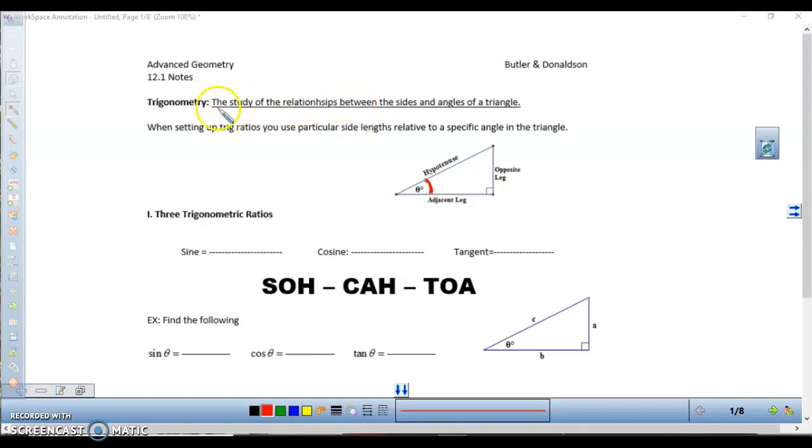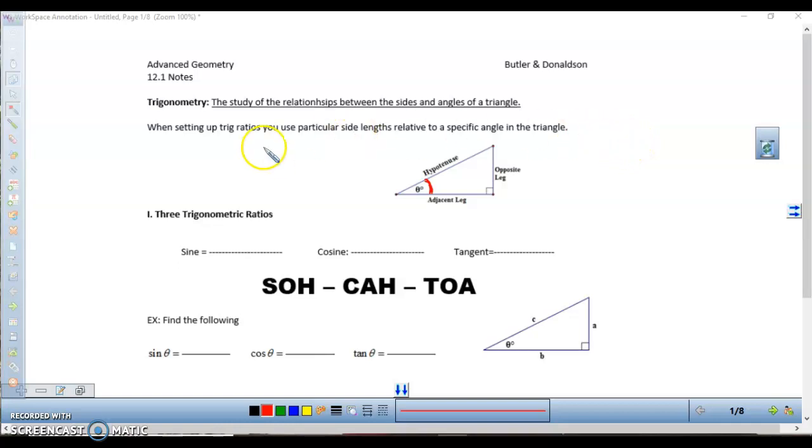So first step, what is trigonometry? What are we going to be studying here in chapter 12? Trigonometry is the study of the relationships between the sides and angles of a triangle. So essentially, if you know a few things about a triangle, usually you can find out every other side length and angle measure in the triangle using trigonometry. That's kind of the point. You'll see as we do problems, if you know a few things, you'll be able to figure out everything else. If you knew all the side lengths of a triangle, you'd be able to find all the angle measures.